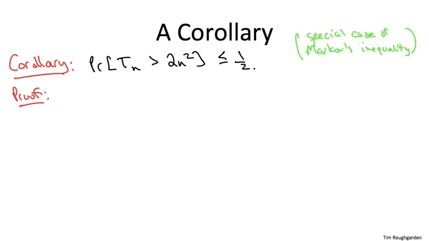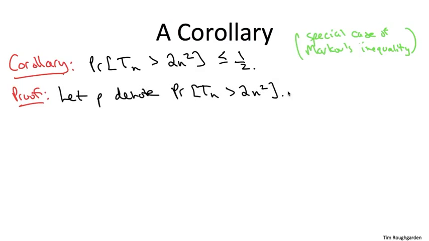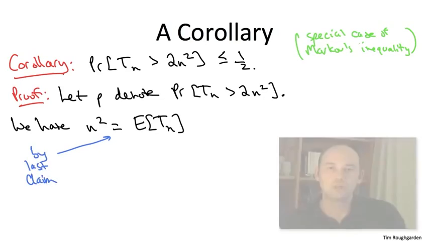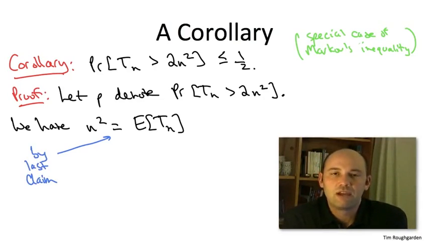In the proof, let's denote by p the probability of interest, the probability that the random variable t sub n is strictly bigger than 2n squared. Essentially, the reason the corollary is true is that if the probability that t sub n was bigger than 2n squared was strictly bigger than 1/2, well, then the expectation would have to be bigger than n squared, but it's not. It's equal to n squared. We just computed it.